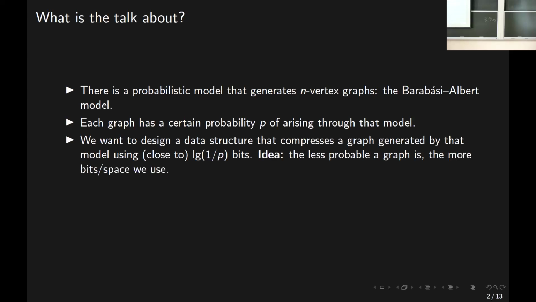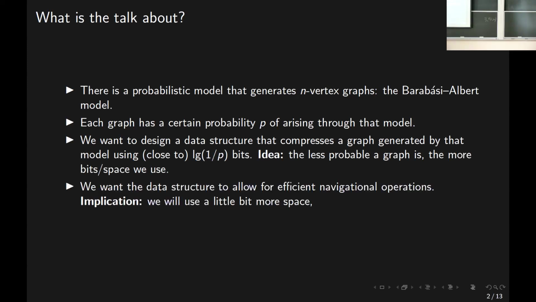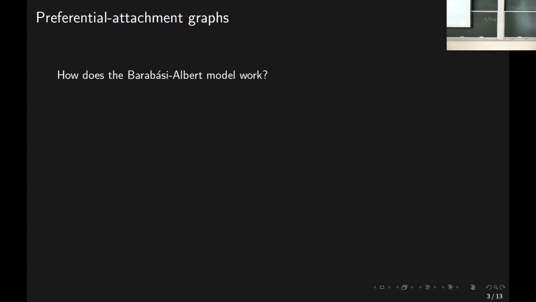The idea is that the less probable a graph is, the more bits or space we use, and vice versa. And we want the data structure to allow for efficient navigational operations on the graph. What that means is that we are going to use a little bit more space, but at the same time, the operations will be faster. So this is some sort of trade-off between space and time. Okay, so what is the Barabási-Albert model?